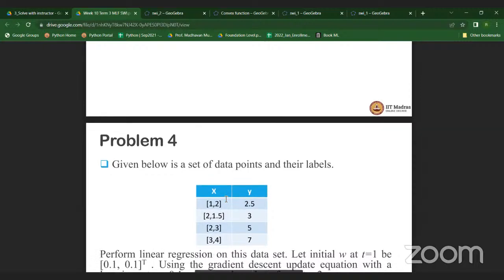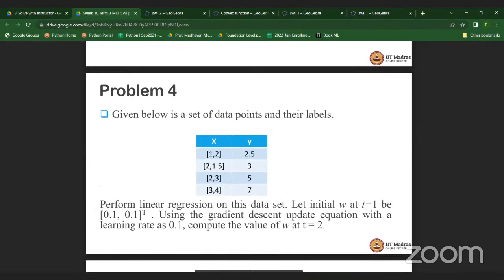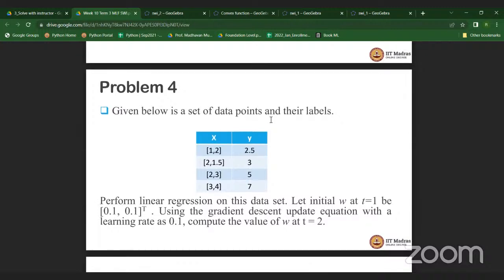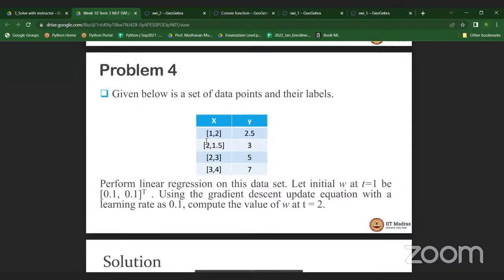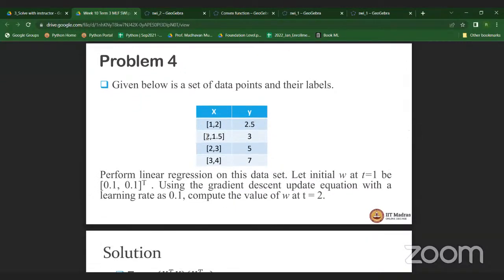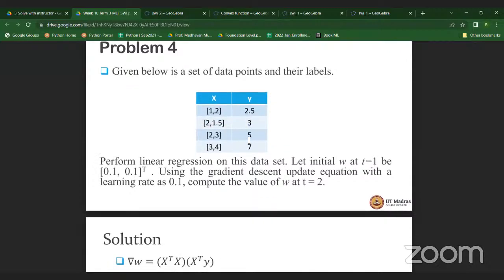Is that clear? Okay, now we'll go for problem number 4. You're given a set of data points with labels. For 1 comma 2, the output is 2.5. For 2 comma 1.5, the y value is 3, and then 2 comma 3, 5.